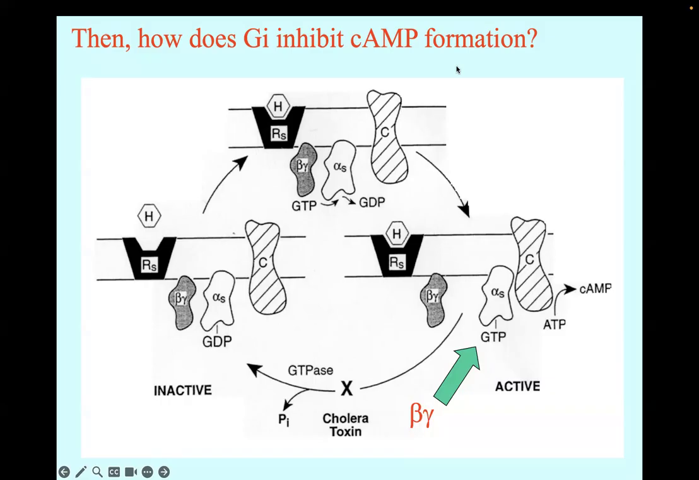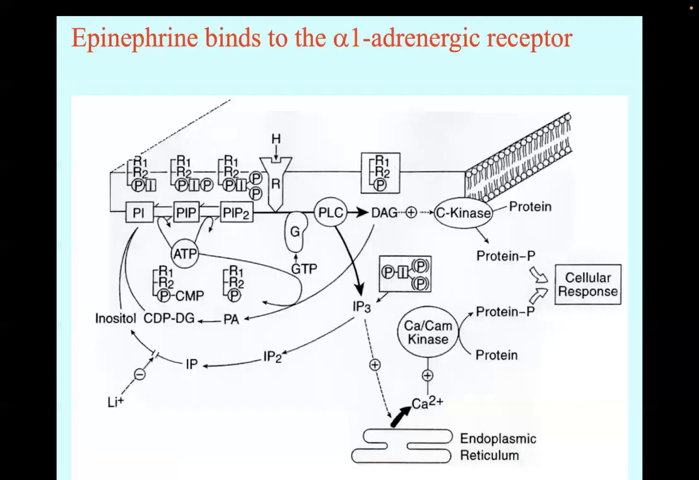So this is how GI inhibits cyclic AMP formation. It doesn't do it directly by binding to adenylyl cyclase and inhibiting it. Adenylyl cyclase is not active unless it binds alpha S. So it simply takes away alpha S. That's the equilibrium explanation. There are other mechanisms involved, but again, can't go over all of them.